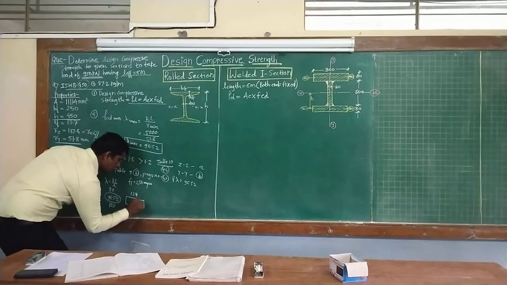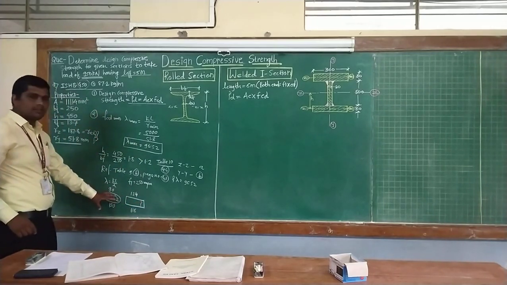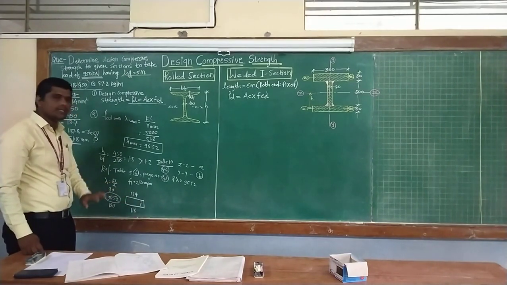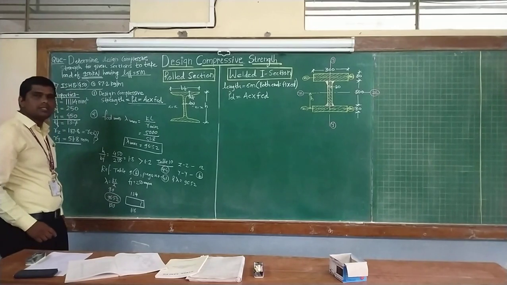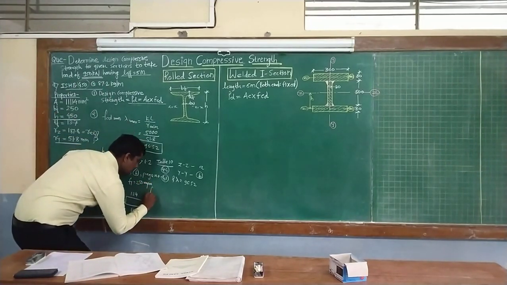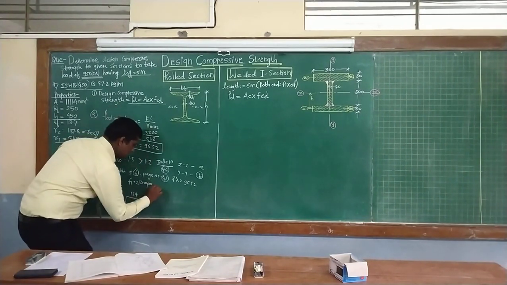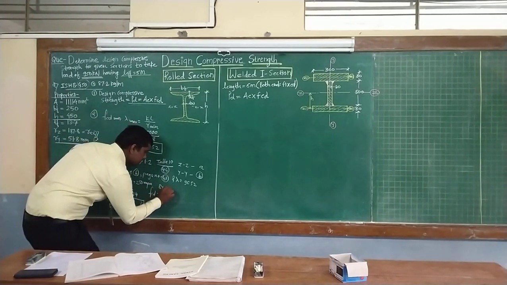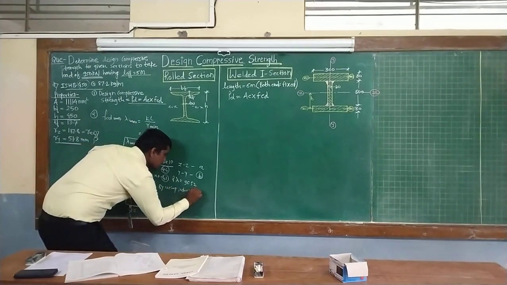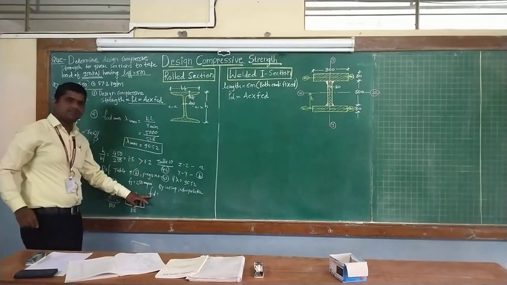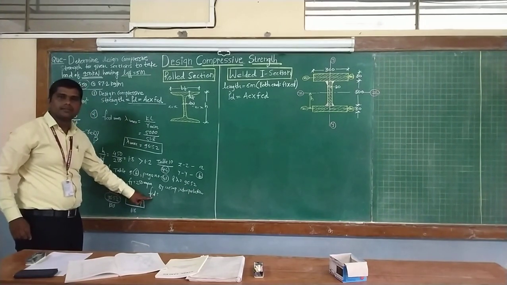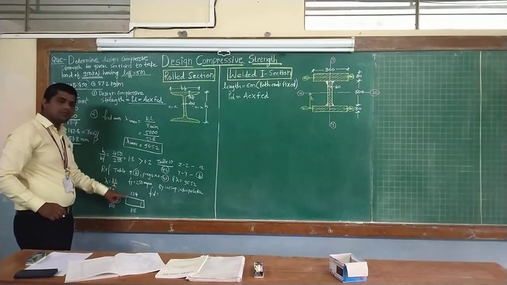So what is that answer? This FCD value we are going to find out by using interpolation. So how are we going to find it? By using interpolation. So note down, by using interpolation, FCD, that is design compressive stress, FCD is equal to, so we are going to make the interpolation.